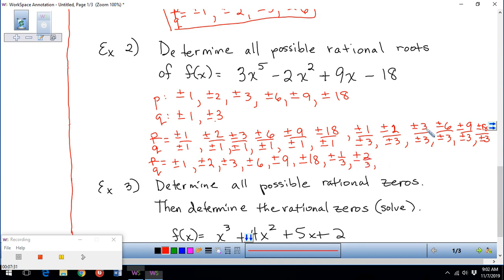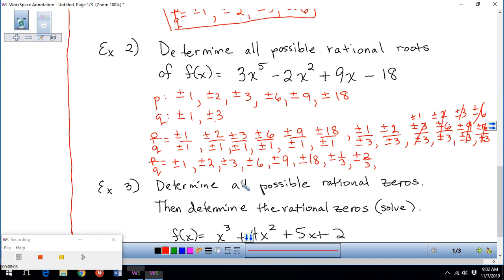Positive, negative 3 divided by positive, negative 3 becomes 1, and we already have that one listed, so I don't need to repeat this one. Positive, negative 6 divided by positive, negative 3 is positive, negative 2, which we also already have, so we don't need to list that one. Positive, negative 9 divided by positive, negative 3 is positive, negative 3, which we already have, so we can cross that one out. And then 18 divided by 3 gives us the positive, negative 6, which we also already have.